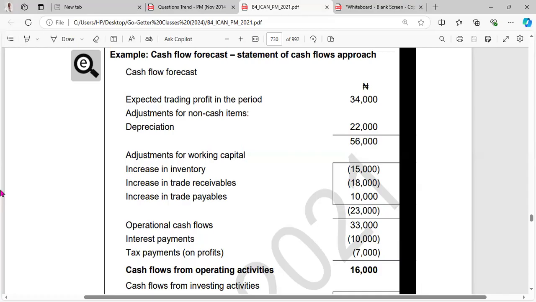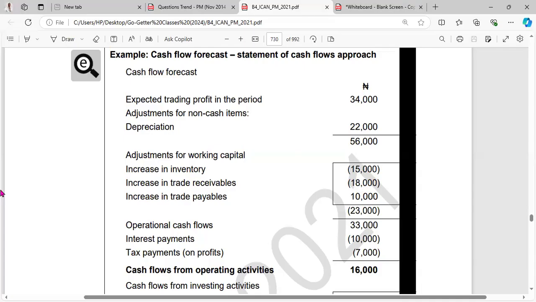Look at trade payables. If you increase your trade payables, it means you have increased the amount you are owing your creditors. It means your creditors are giving you more money for allowing you to increase your debt. So more money is coming to you. But if there's a decrease in payables, it means you are paying back what you owe and money is decreasing.